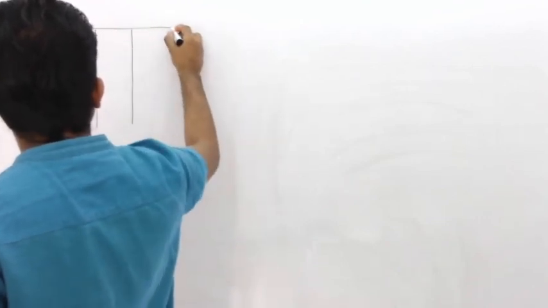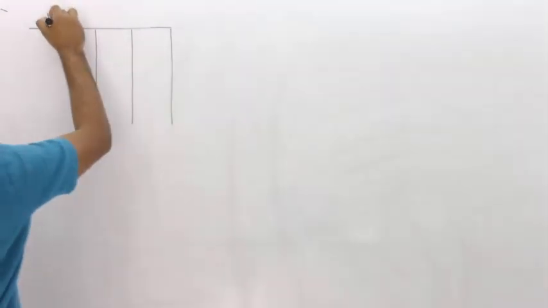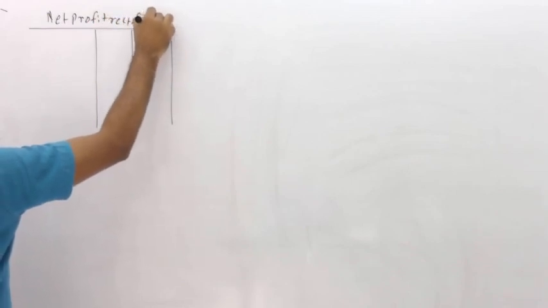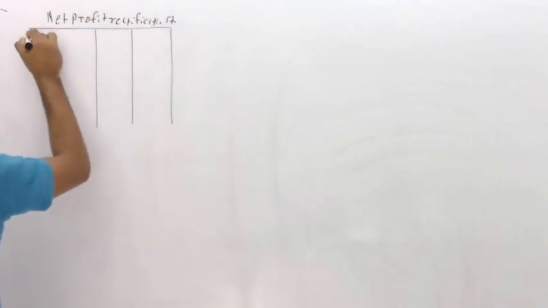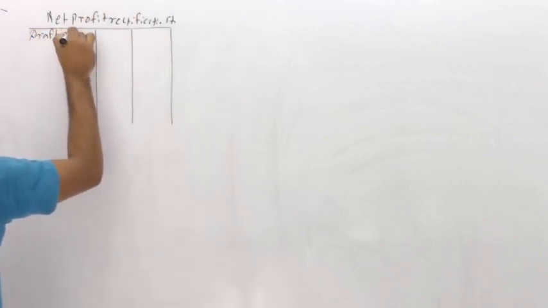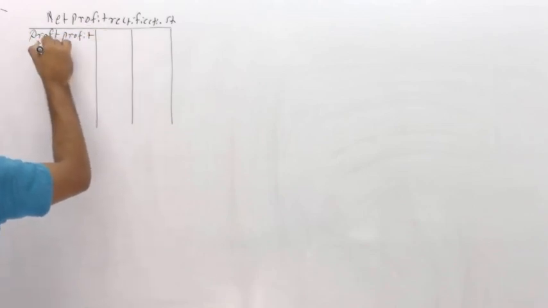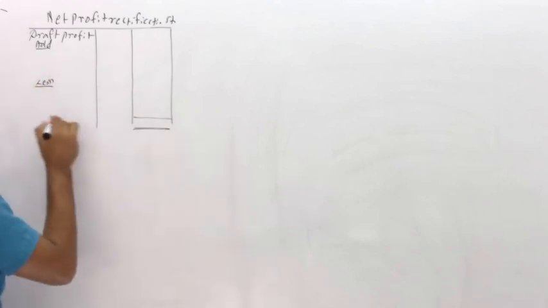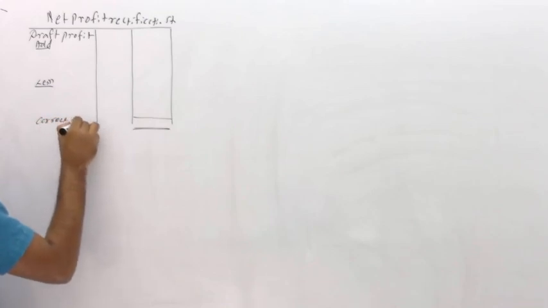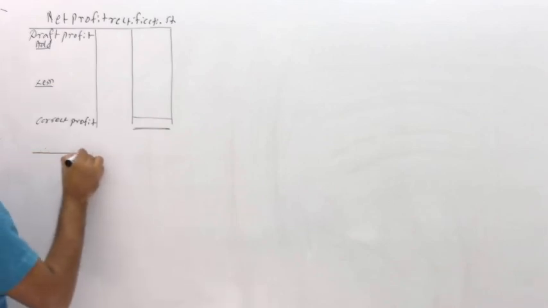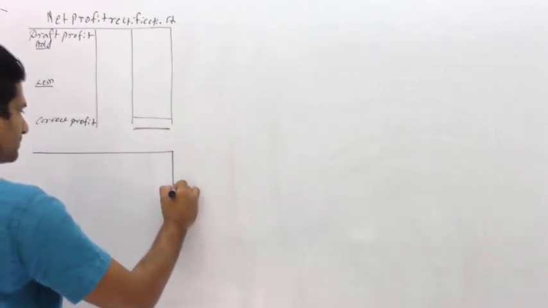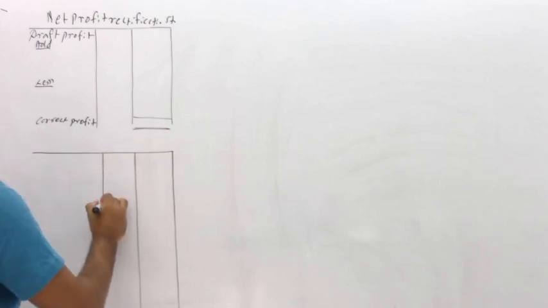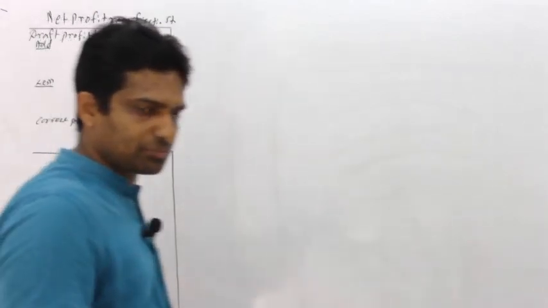First, the net profit rectification statement. This is draft profit. Additions and deductions. Then the net, correct profit. This is the appropriation. This is the profit and loss appropriation account.